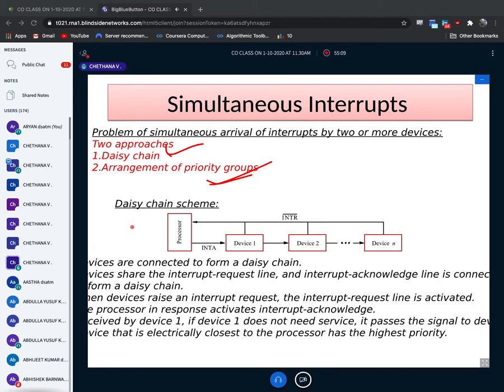What is daisy chain? Here, I'm just going to arrange all the devices in some order. Device 1, device 2, device 3, like that. I'll just put them in order, in some order, I'll just arrange them.